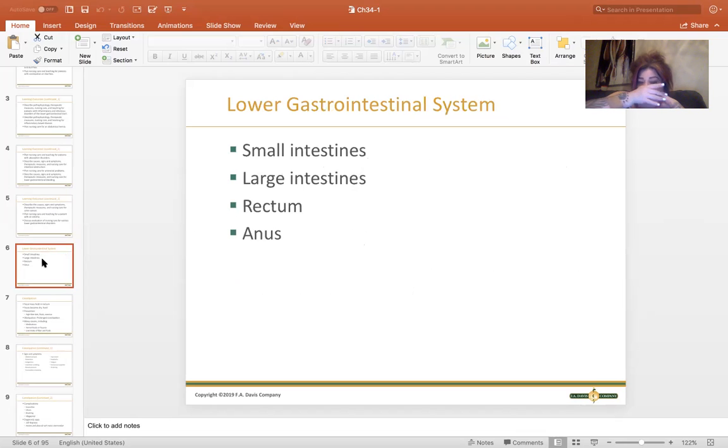The lower GI system has to do with your small intestine, your large intestine, your rectum, and your anus. In your book, there are plenty of pictures, and I'm sure that in your anatomy and physiology class you went over a lot of this as well. I have a pretty good idea of how that all looks intertwined together.